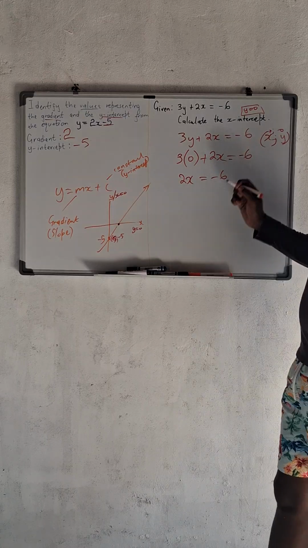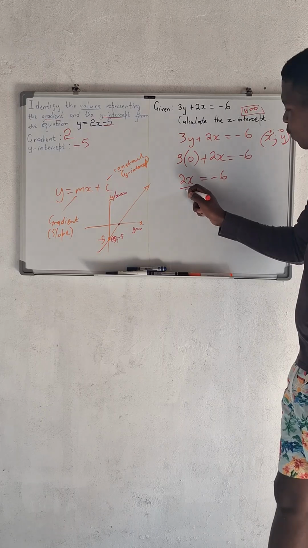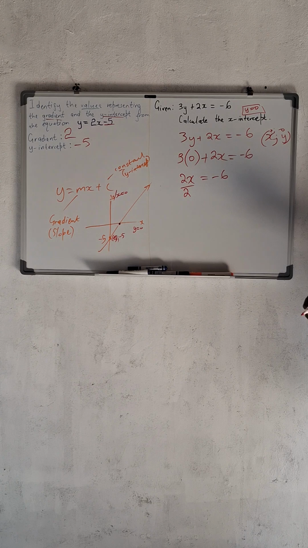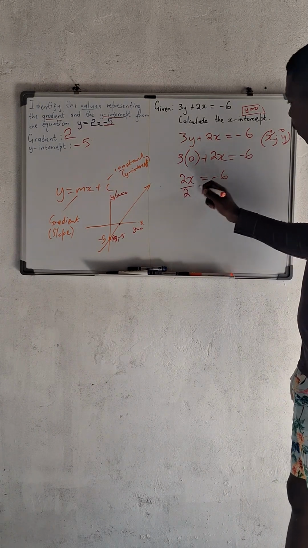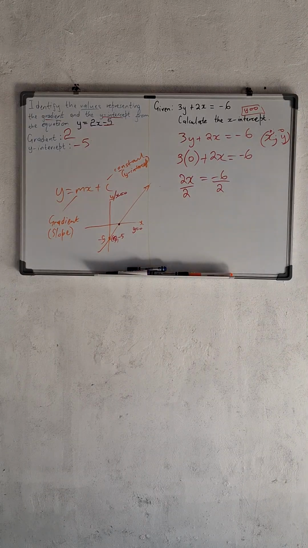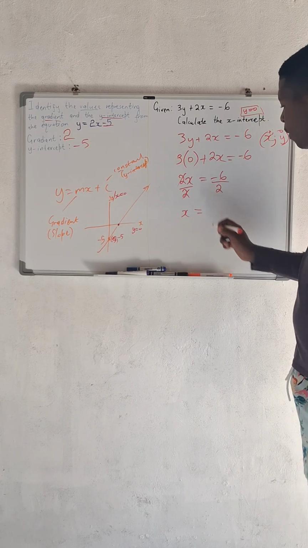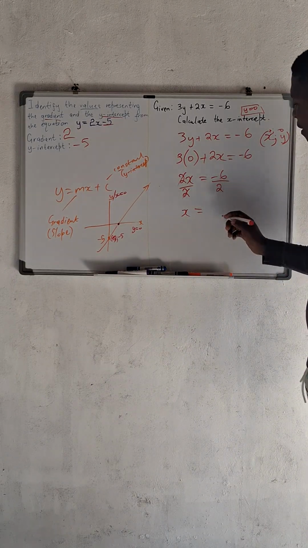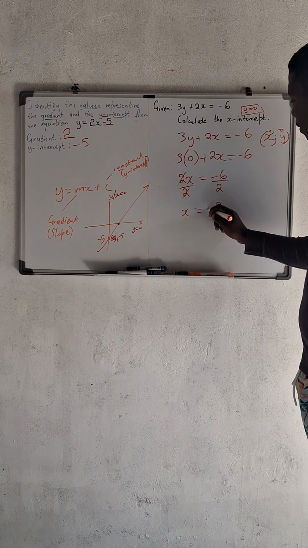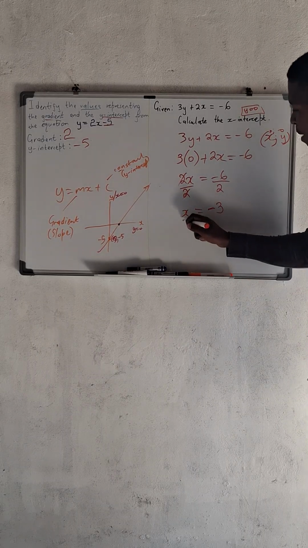Now, to find x, what do I do? I'm applying the multiplication inverse. I'm going to divide by 2 or multiply by 1 over 2. That is the multiplication inverse of 2. Whatever I do to the left, I need to do to the right so that my equation balances. Now this will cancel that. I'm going to be left with x only, is equal to negative 6 divided by 2, which is negative 3. Dividing signs that are not the same, you get a negative. Same thing, multiplying signs that are not the same, you get a negative. So my x is negative 3.